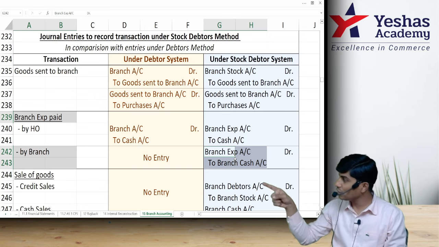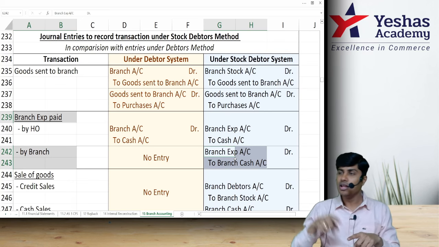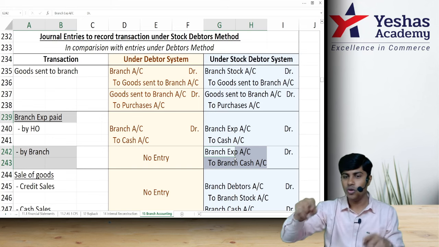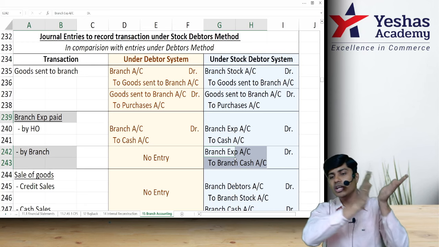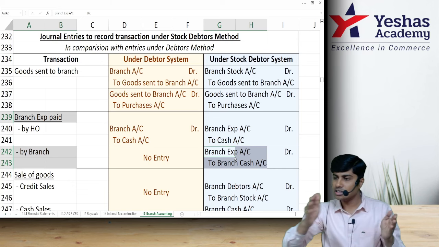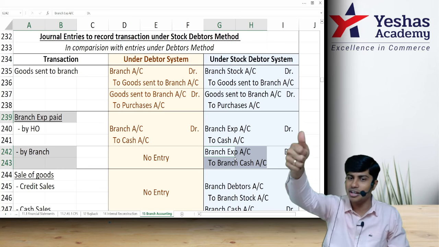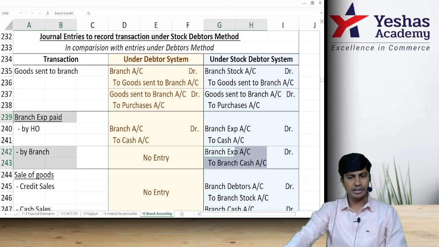We don't write an entry for this under debtor system because under debtor system, the one ledger we open has the expense account itself, and that ledger itself has the cash account. So it will be reflecting both debit and credit aspects in the same ledger. So we ignore it under debtor system. Under stock debtor, that one ledger is cut into 4-5 ledgers. So expense is debited in the expense ledger, cash is credited in a different ledger. So we can write a journal entry.